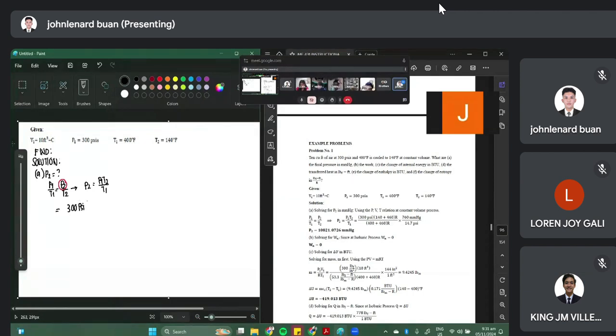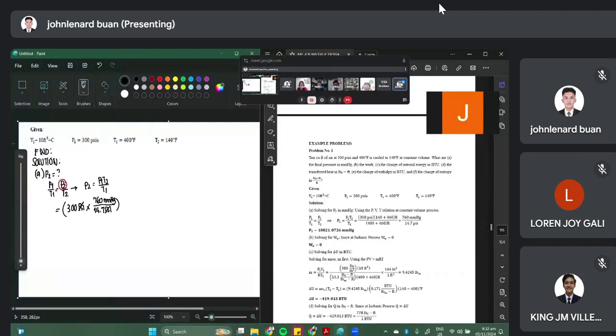Therefore, we can convert this PSI to mmHg. We have the value naman na 14.7 PSI. Okay, 14.7 PSI is equal to 760 mmHg, which is also written po sa ating module, itong conversion of unit na to. Okay, and so cancel lang.